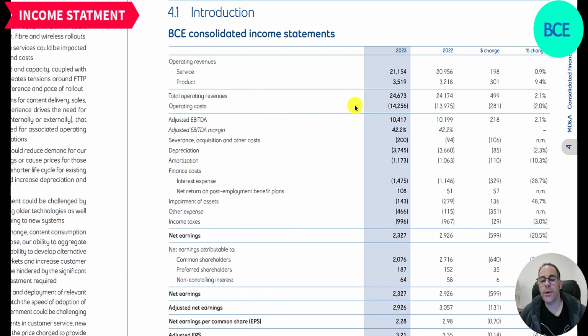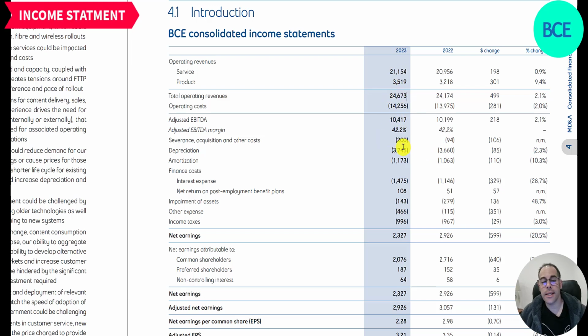Here's a nice view of their income statement with the change in percent. So their revenue is up 2.1%. Operating costs down 2%. Their operating costs 14.3 billion. So adjusted EBITDA is up 2%. It's 10.4 billion. Last year, 10.2 billion. The EBITDA margin is 42%, so they convert 42% of their revenue into adjusted EBITDA.